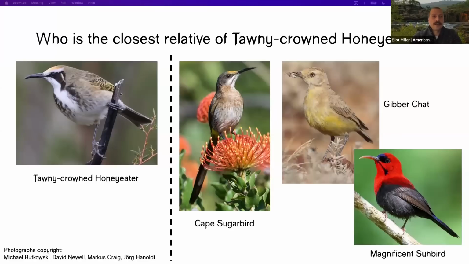So here we're going to ask who the closest relative to the tawny-crowned honeyeater is. Your options are Cape sugarbird, gibber chat, and magnificent sunbird.